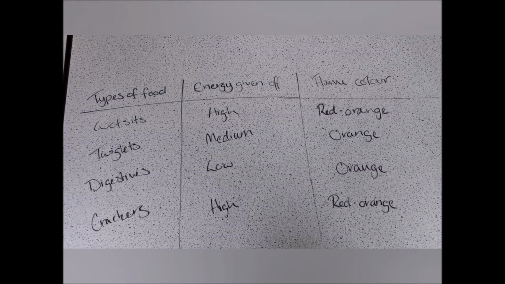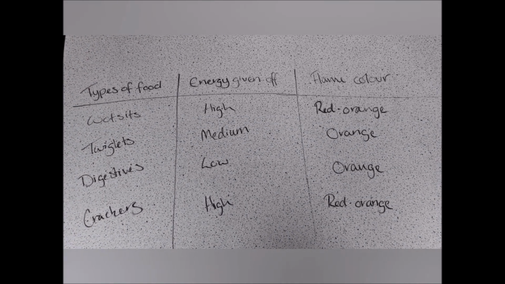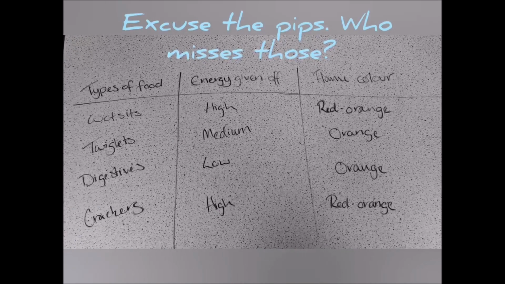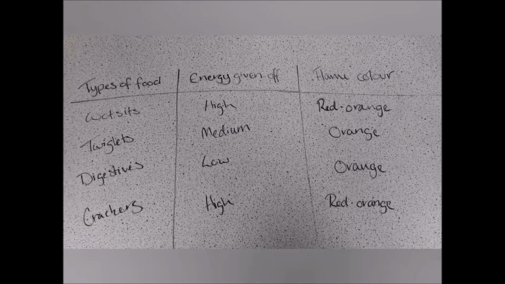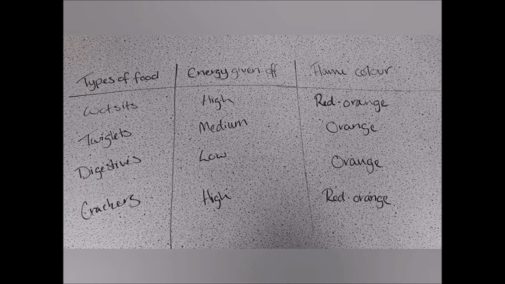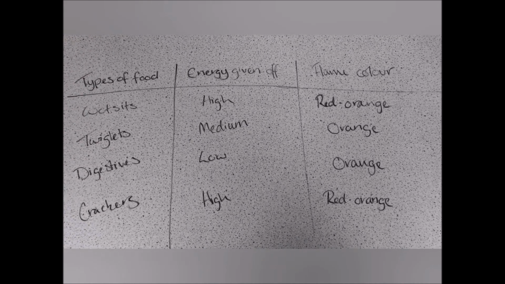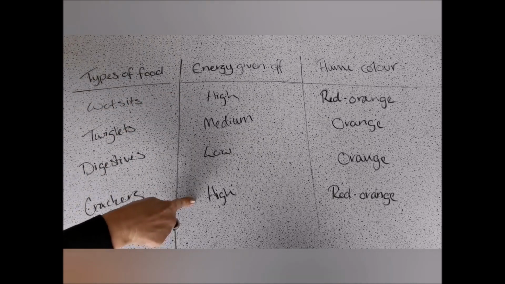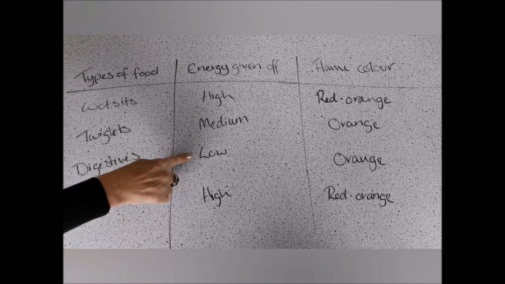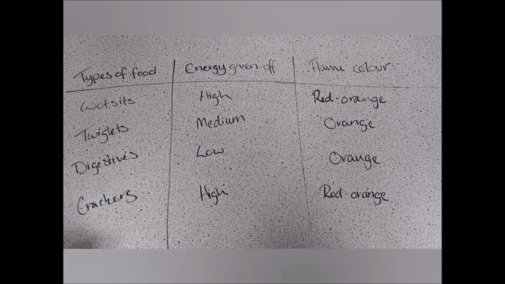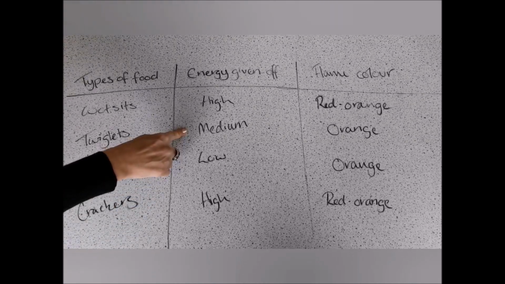Okay, so as we mentioned before, this type of test is qualitative. There are no numbers behind it. There is no data behind it, no numbers. But these are the rough results that we got. We think Wotsits and crackers had a high amount of energy. We think digestives were probably our lowest, but as we saw, it was taking a long time to burn, so maybe it is a slower release of energy. And Twiglets were somewhere in the middle as a medium.